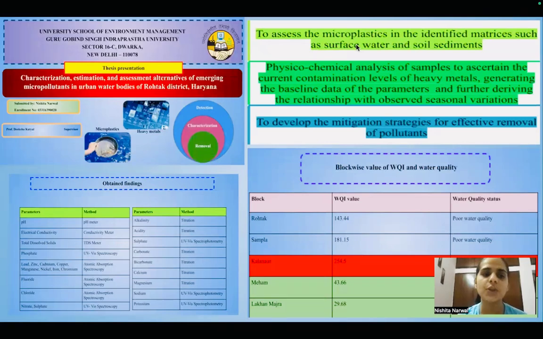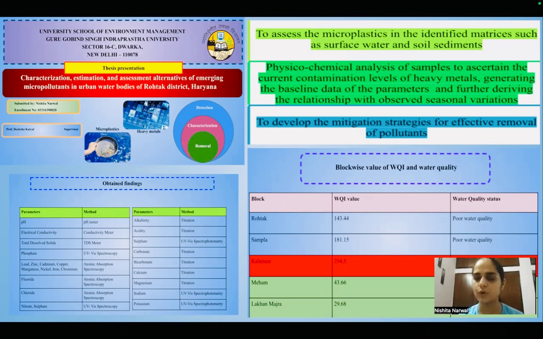My thesis presentation is entitled Characterization, Estimation and Assessment Alternatives of Emerging Micropollutants in Urban Water Bodies of Rohtak District, Haryana. Objectives were to assess the microplastics in the identified matrices such as surface water and soil sediments, followed by physicochemical analysis of these samples to ascertain the current contamination levels of heavy metals, generating the baseline data of the parameters and further deriving the relationship with observed seasonal variation.